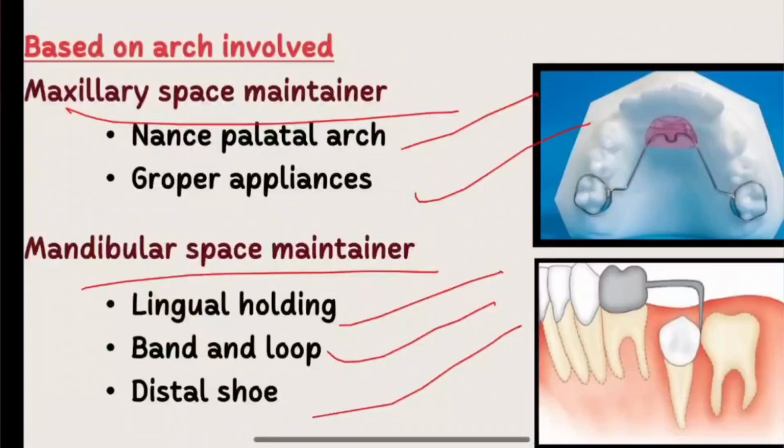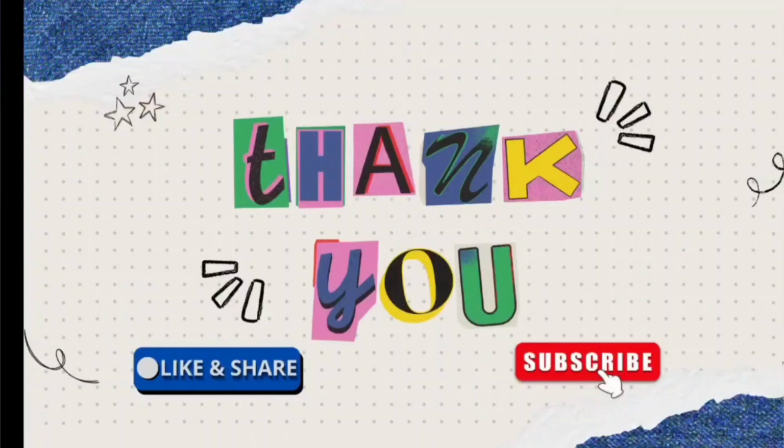So, quick revision: a space maintainer prevents space loss after early tooth loss. Maximum space loss occurs in the first 6 months. Types are unilateral, bilateral, fixed, removable, functional and non-functional.